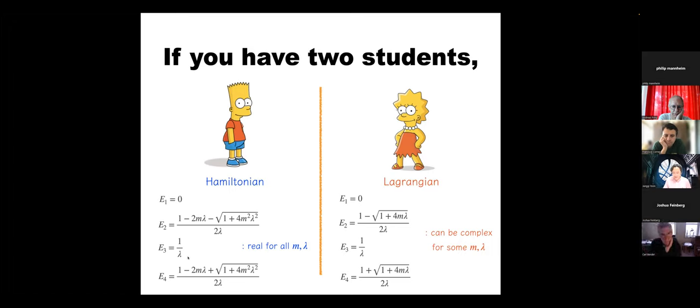And the next day, they will get different answers. Of course, they didn't make any mistake. So Bart has this result and Lisa has that one, and they are definitely different. Interestingly, Bart's result gives real energy for all values of M and lambda. On the other hand, Lisa's result can be complex for certain M and lambda.